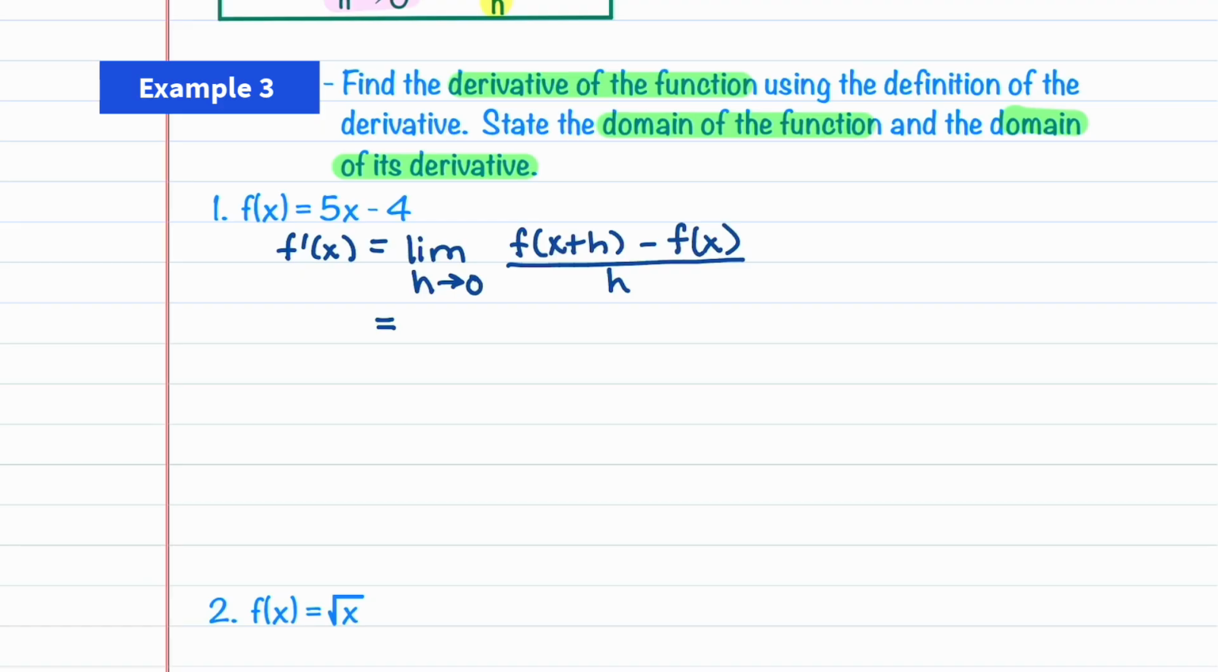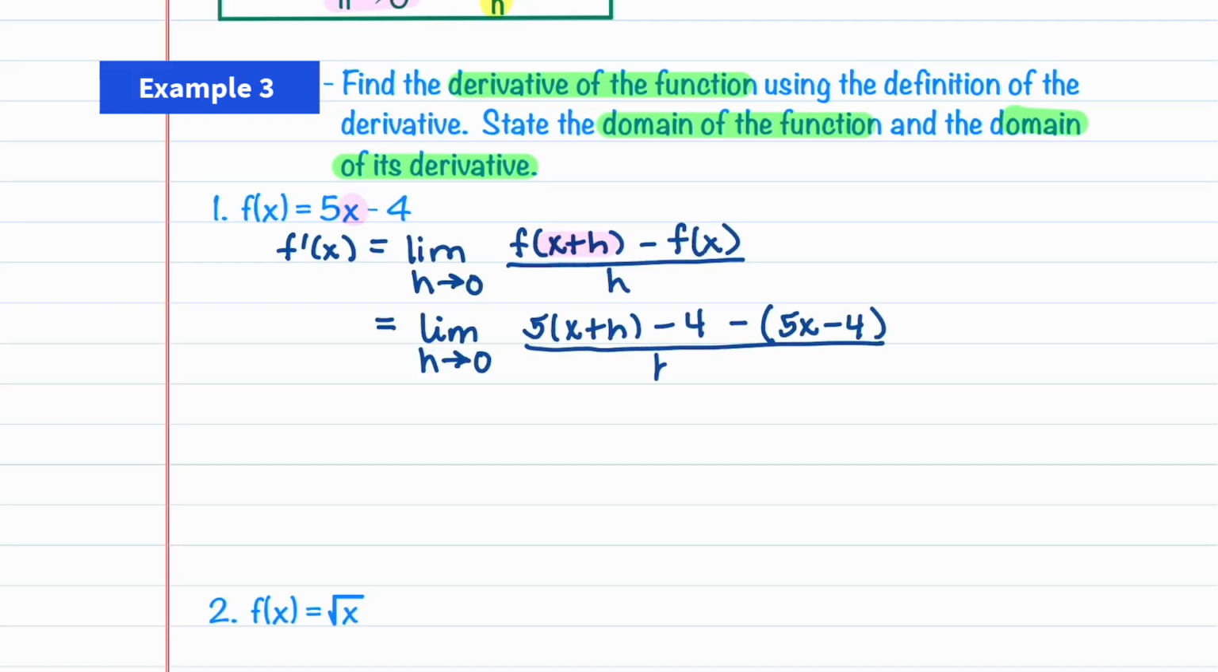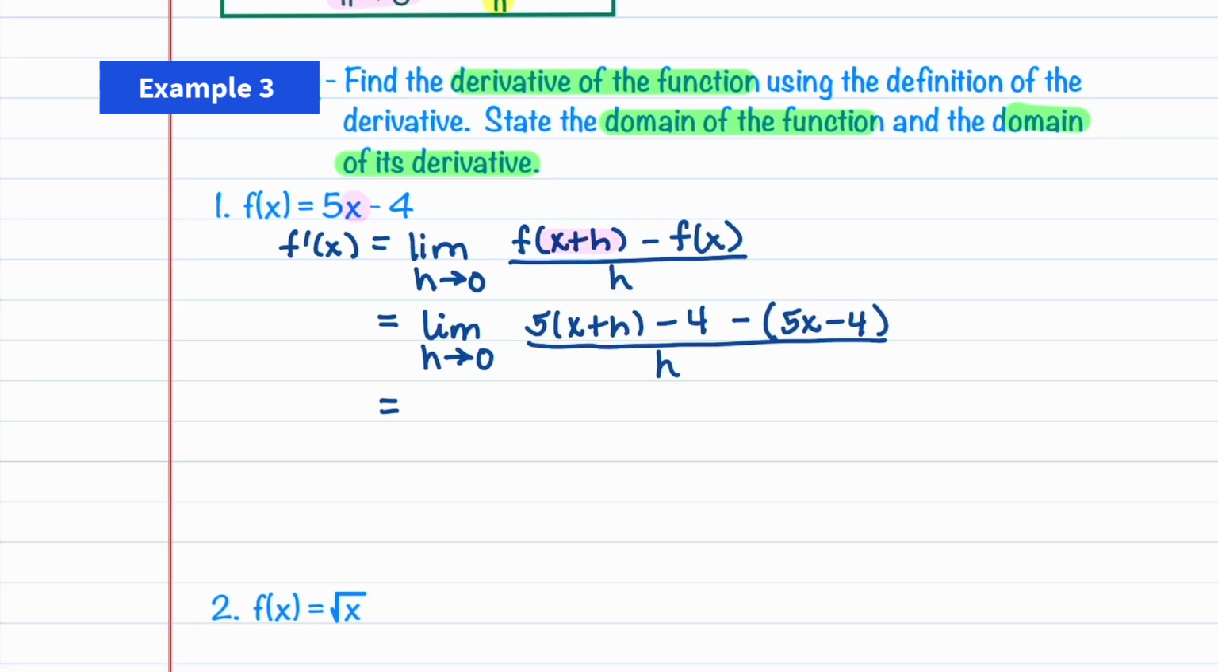Now we're going to substitute in what f of x plus h is and what f of x is. Wherever we see an x, we're going to substitute in x plus h. So this is 5 times x plus h minus 4. And now we're going to subtract off f of x, which is 5x minus 4. And all of this is divided by h. Now all we have to do is just do a little bit of algebra.